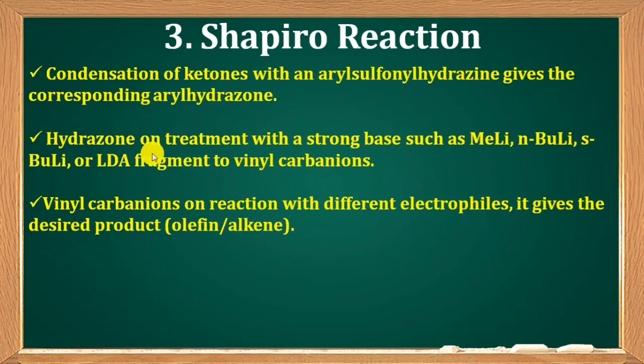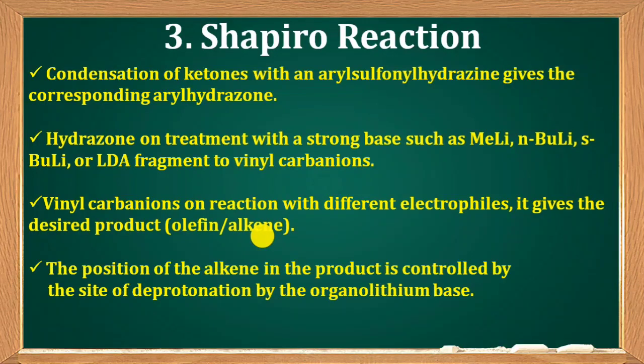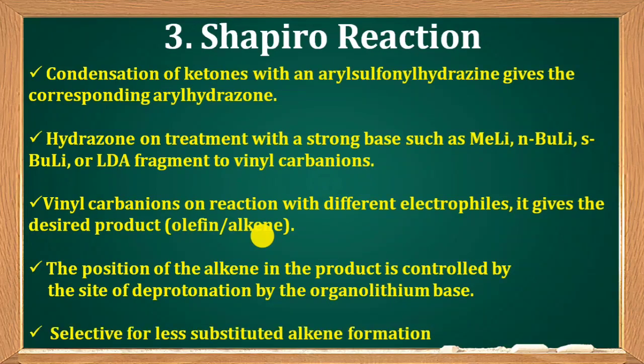The product is an olefin, or it may be called an alkene. It depends on which electrophile you are using. The position of the alkene in the product is controlled by the site of deprotonation by that particular base. Basically, this Shapiro reaction is a regioselective reaction, that it gives the less substituted olefin.